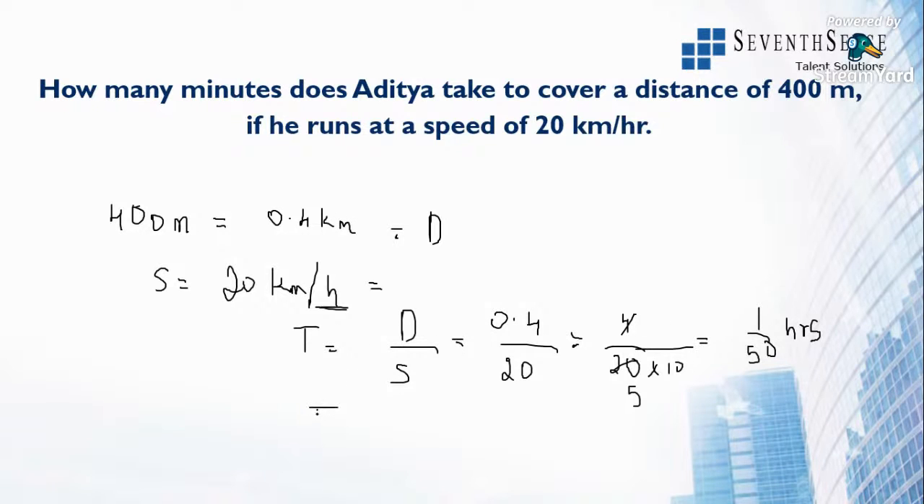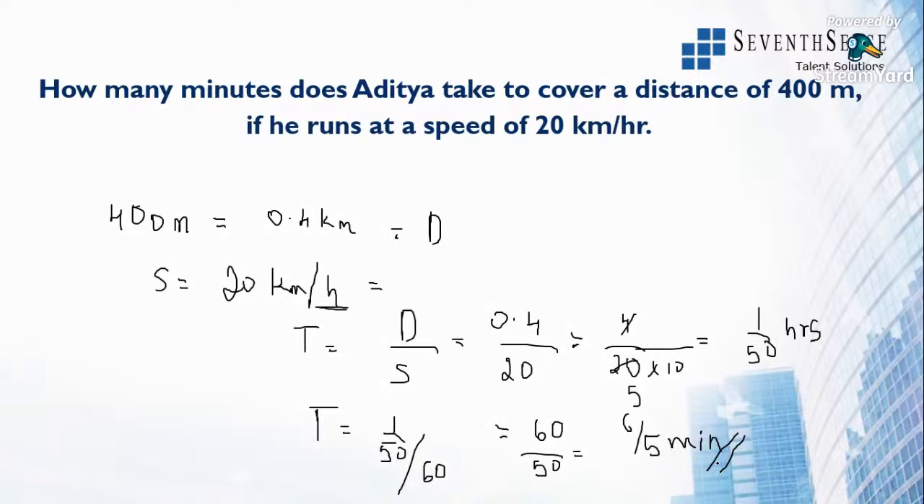So now we need to convert it into minutes. So it is 1 by 50 hours. How will you convert it into minutes? Just multiply it by 60. So it will become 60 by 50. So this is nothing but 6 by 5 minutes. Keep it in fraction itself. So when you're converting hours to minutes, multiply by 60, and you'll get the answer.